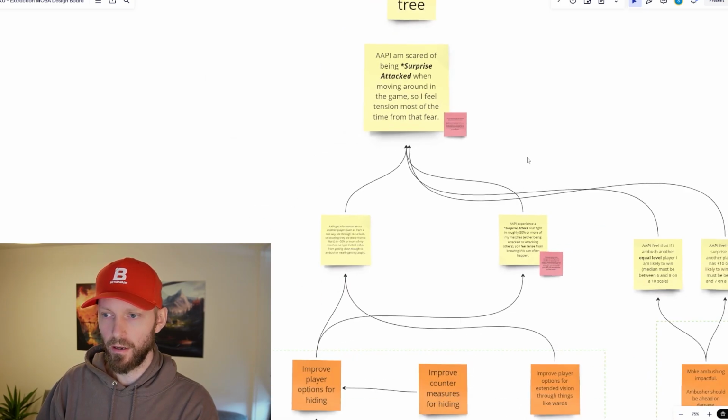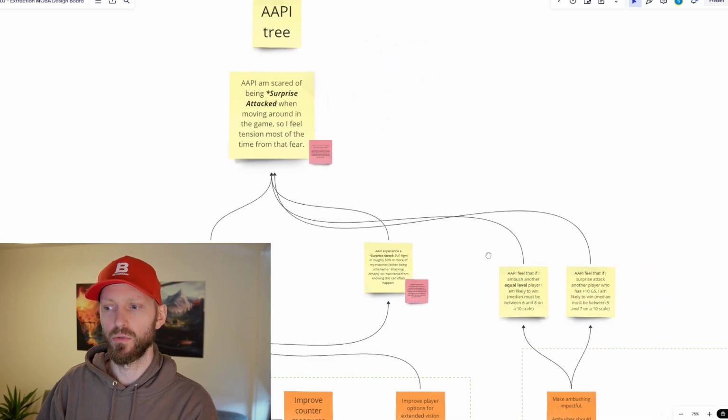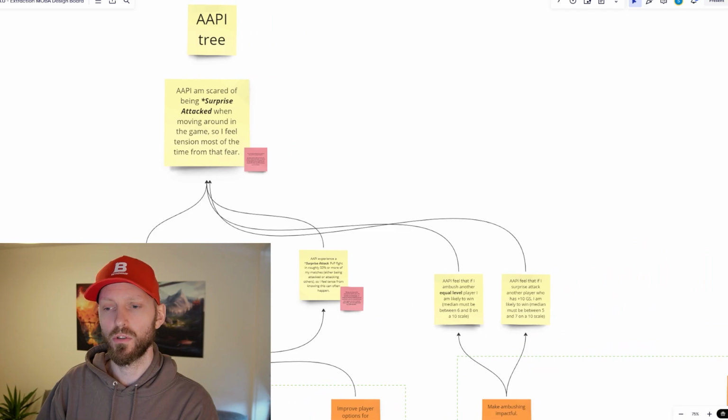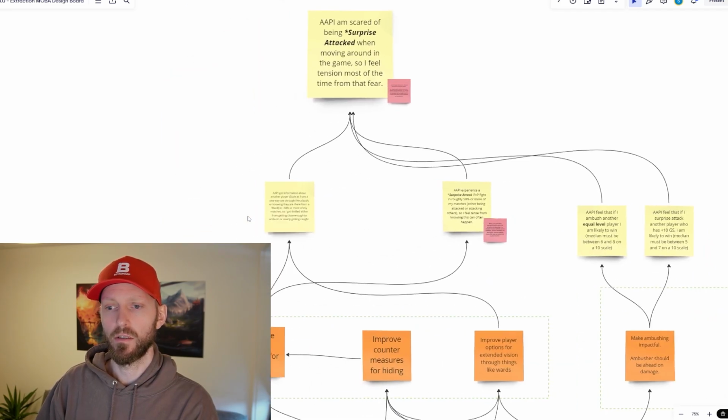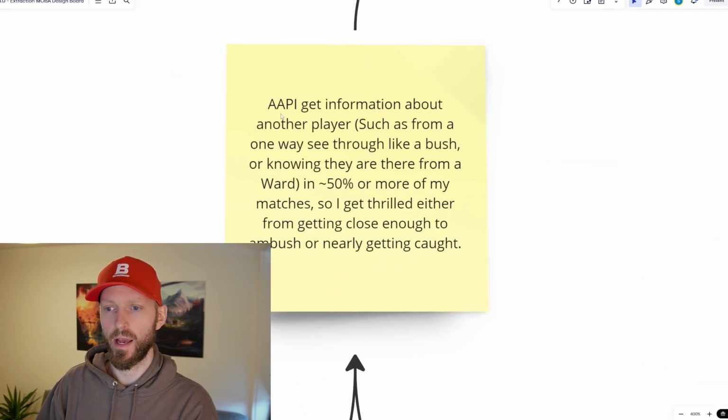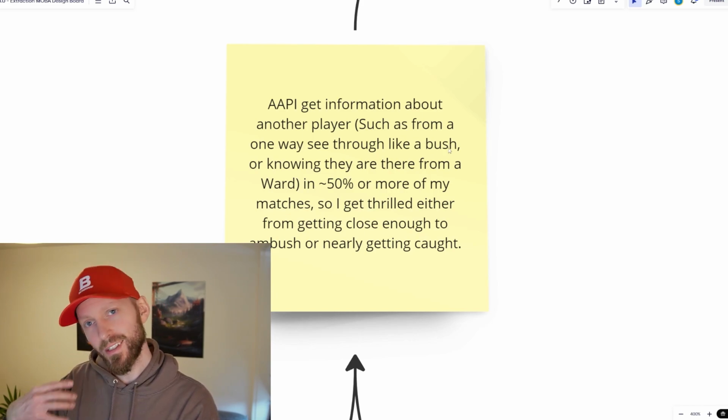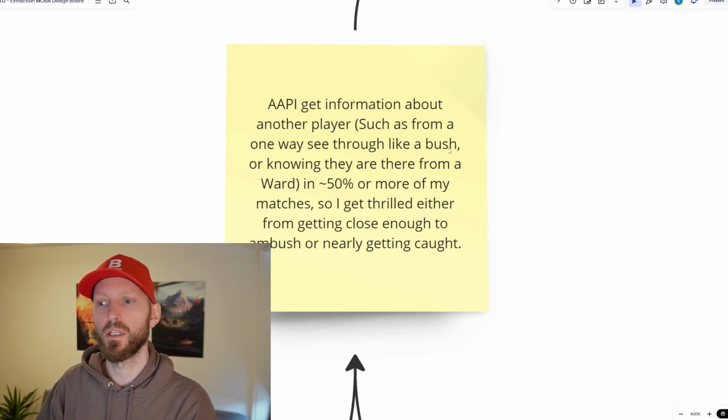So then we may subdivide that into smaller hypotheses of what we want to achieve. And here's an example. As a player, I get information about another player, such as from a one-way see-through. This could be a bush, because in bushes you can be in the bush, look out without the other player being able to see you, unless it's warded, for instance.